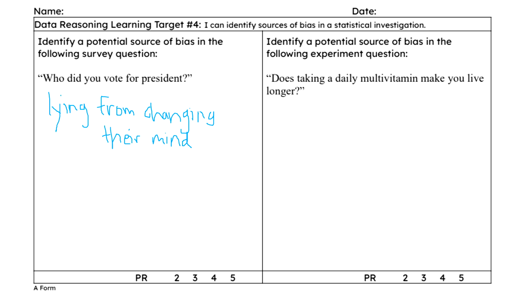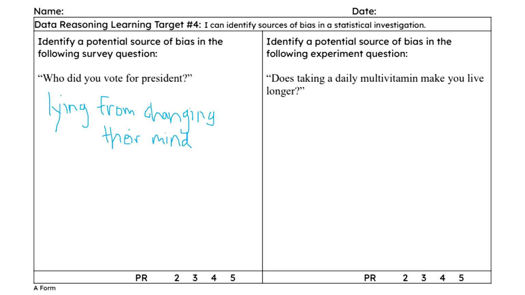So maybe one source of bias, it's only asking for one source of bias here, is what's one particular problem? Lying from changing their mind. They don't like the candidate they originally voted for. There's lots of different things though. So now let's look at the next experiment.